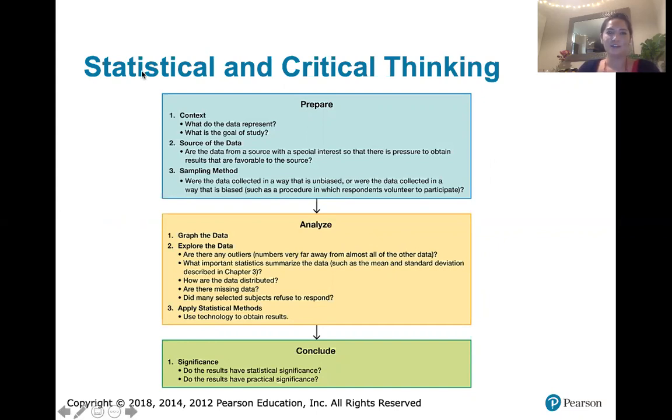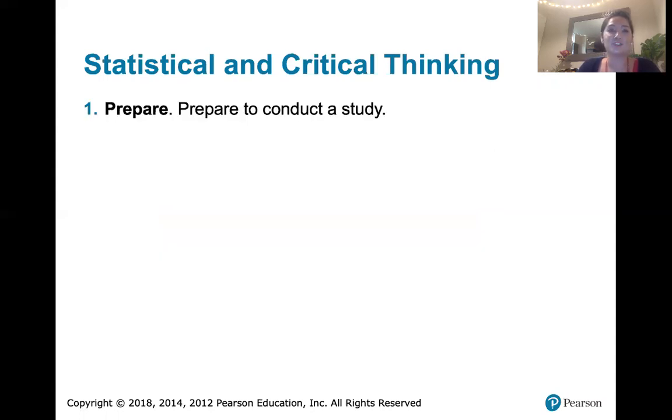When we're talking about conducting a statistical study using statistical and critical thinking, basically we need to prepare. So we need to prepare to analyze some data. And then we're going to analyze that data using appropriate statistical methods. And then we're going to come to some conclusion. And that conclusion might have something to do with statistical significance, or it might have something to do with practical significance.